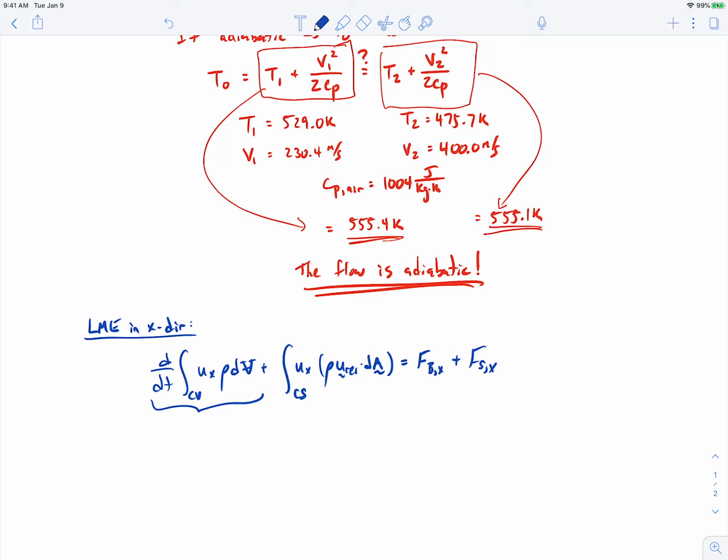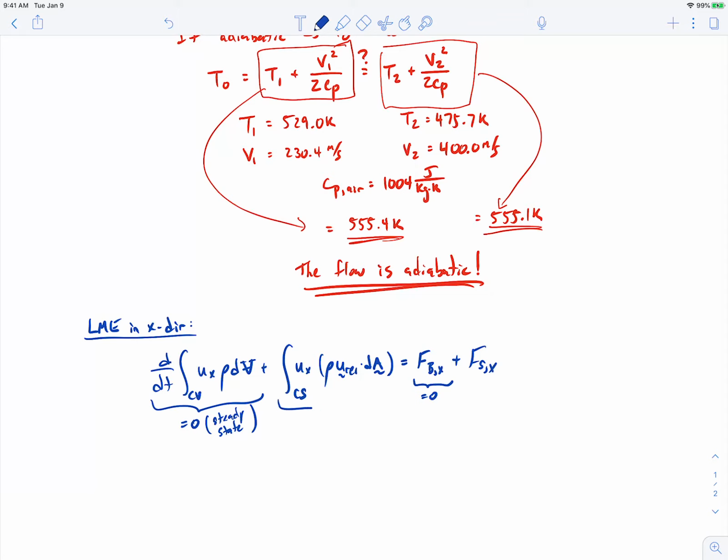So this first term will be 0 because we're going to assume that it's a steady state flow situation. We're not told anything about how the flow is varying with time or anything like that, so we won't worry about that. We'll assume that it's steady state. The body force will be 0 because we're neglecting gravity, so nothing to worry about there.